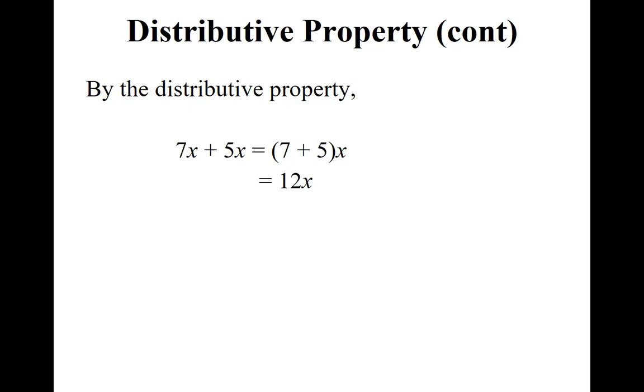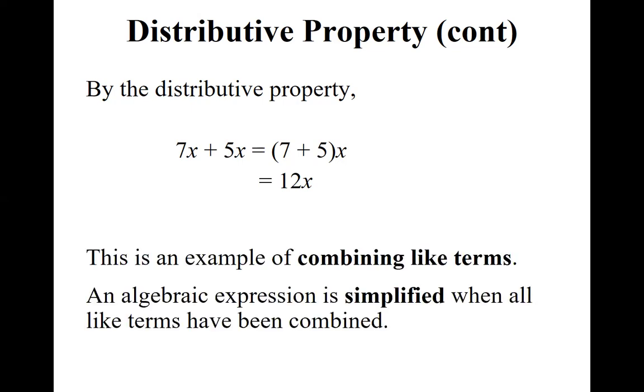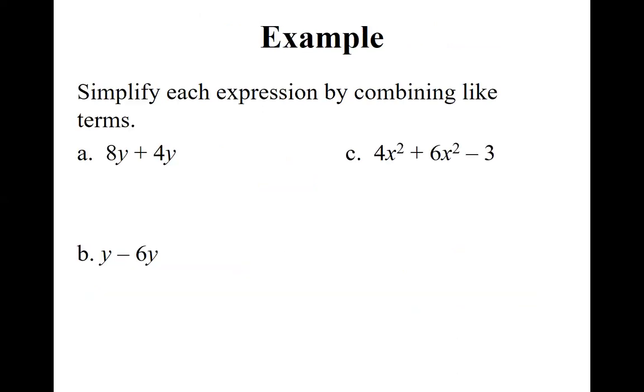I like to simplify this, though. Instead of thinking about it like the distributive property, I like to think of them as things. For instance, apples. 7 apples plus 5 apples is 12 apples. But instead of apples, we have x's. 7 x's plus 5 x's is 12 x's. This is an example of combining like terms. And we say that an algebraic expression is simplified when all like terms have been combined. So let's practice and combine like terms.